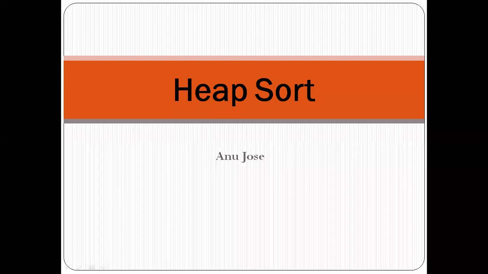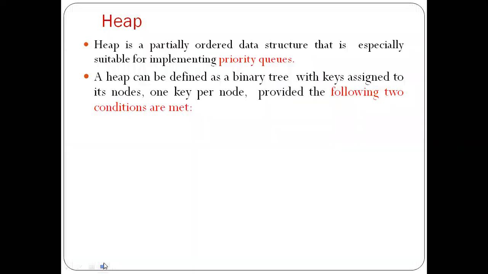Dear students, in today's session we will discuss heap sort. Heap is a data structure which we will mainly be using in priority queues. So heap is a partially ordered data structure that is especially suitable for implementing priority queues.